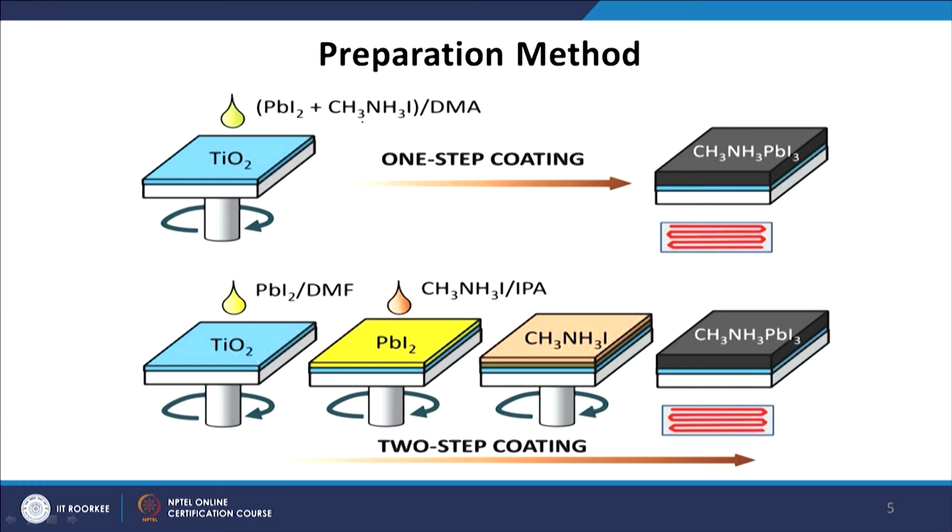In one case we are mixing them together and the reaction is happening simultaneously in a very rapid way. In another case we are putting the PbI2 first followed by the CH3NH3I. Now what is the difference between these two methods? We will see later on that the morphology will be completely different if we do it in two different ways.